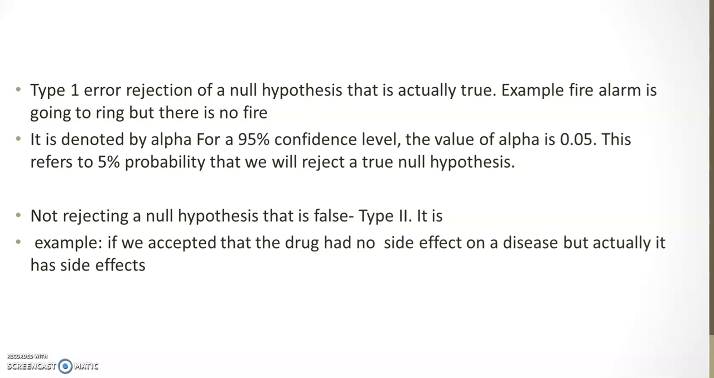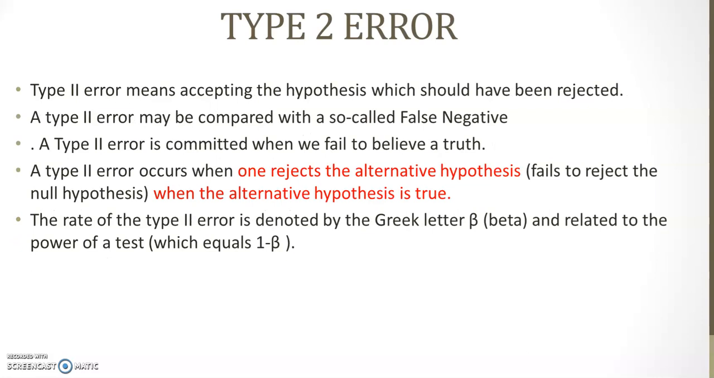Okay. Now please understand the confidence level. A 95% confidence level means a 5% significance level. A 99% confidence level means a 1% significance level. Type 1 error is denoted by alpha. Type 2 error is denoted by beta. Type 2 error means accepting the hypothesis which should have been rejected, but they have done it wrongly. That's why the problem of type 2 error happens.